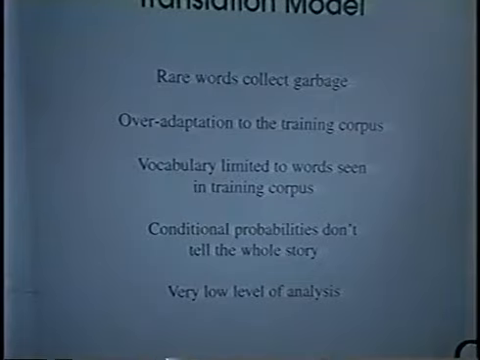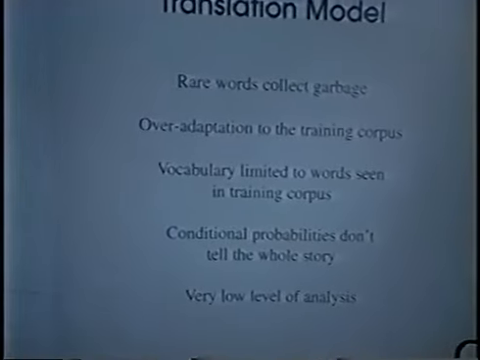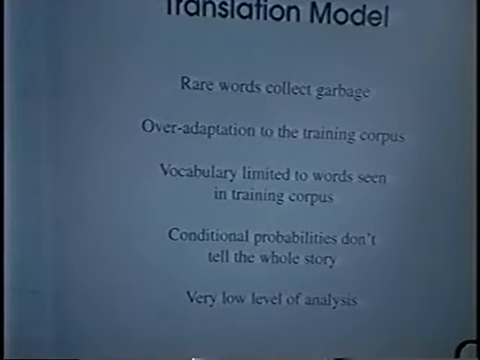A couple of other problems. First of all, conditional probabilities don't tell the whole story. This is sort of a philosophical problem that we have. Mike will talk a little more about this in a few minutes. And lastly, the IBM models provide a very low level of analysis of the actual translation process that we think is inappropriate. I'm going to discuss one approach to helping these first three problems, which is to use dictionary information.